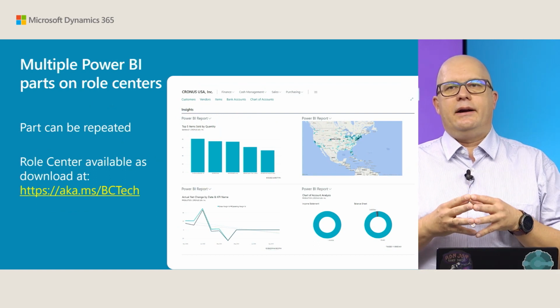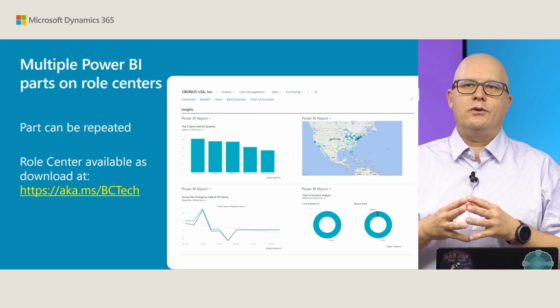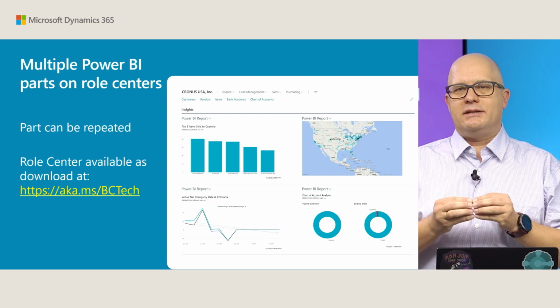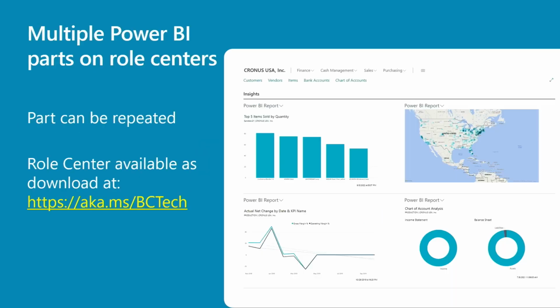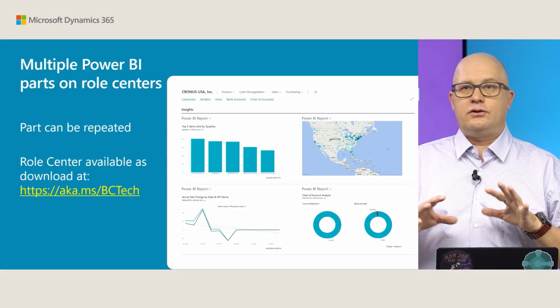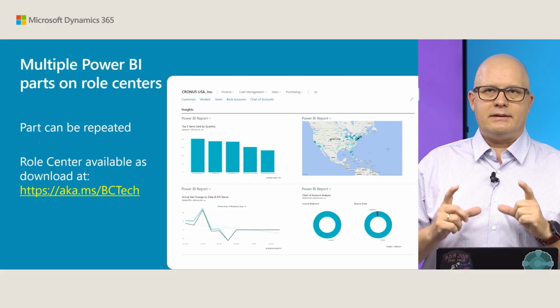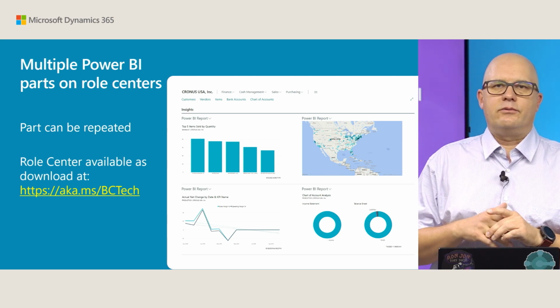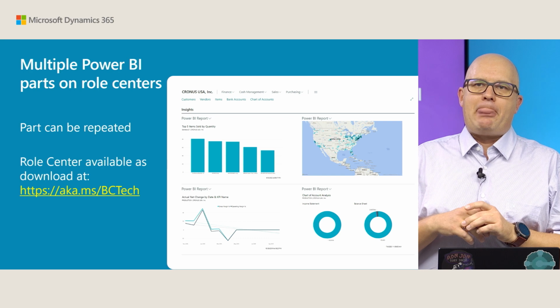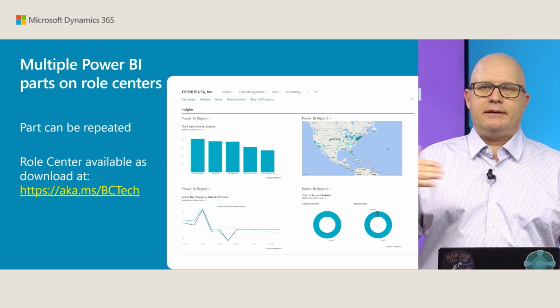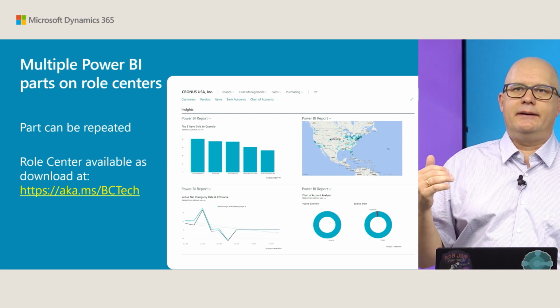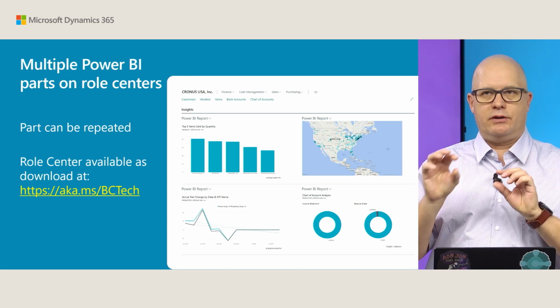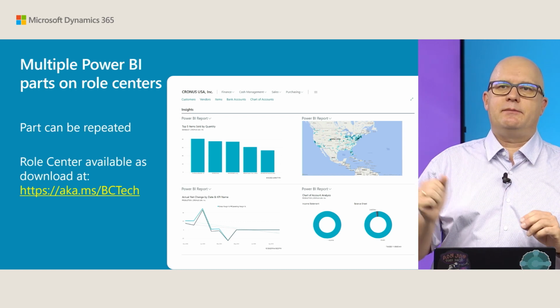Another important element, and that was also a feature that was requested by the partner community, is the ability to build role centers in Business Central that have multiple Power BI parts. So far, it was only possible to have one single Power BI part, which also means one single report on the role center. Right now, you can build role centers that have multiple parts and have different reports. So different reports will be displayed in those parts.